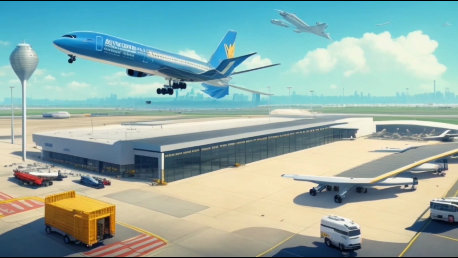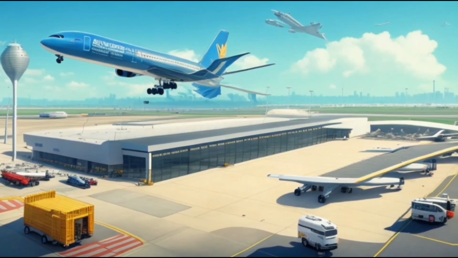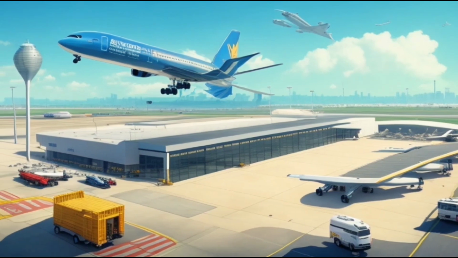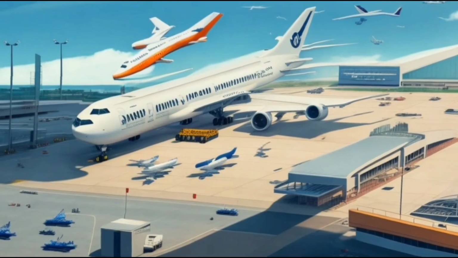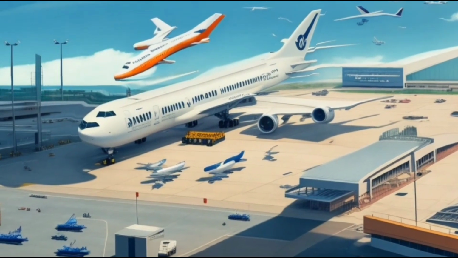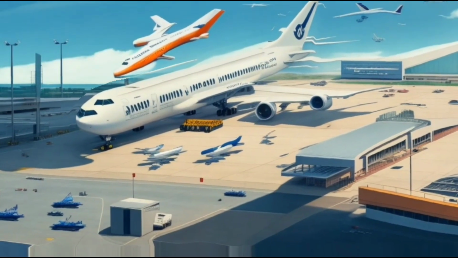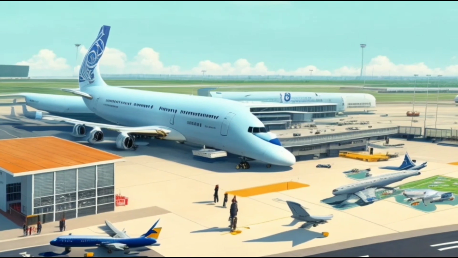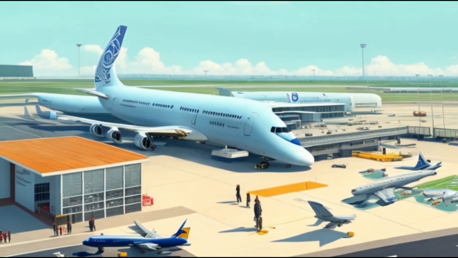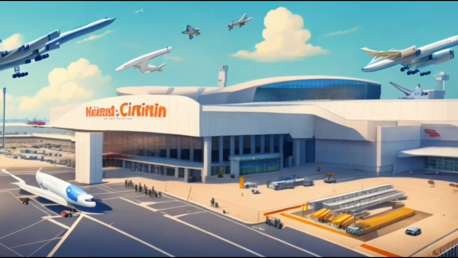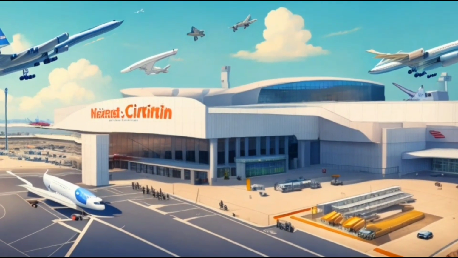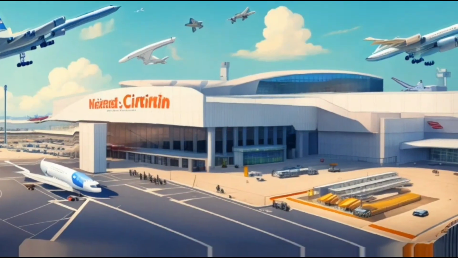Let us discuss some concepts related to air transport system. First of all, airports. Airports are the facilities where aircraft take off, land, and are serviced. They consist of runways, terminals, control towers, and other supporting infrastructure. Airports serve as important hubs for air transportation, facilitating passenger and cargo movements.